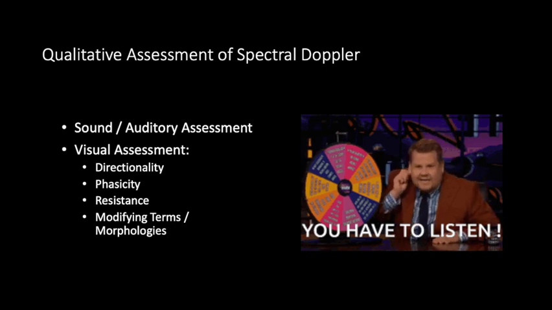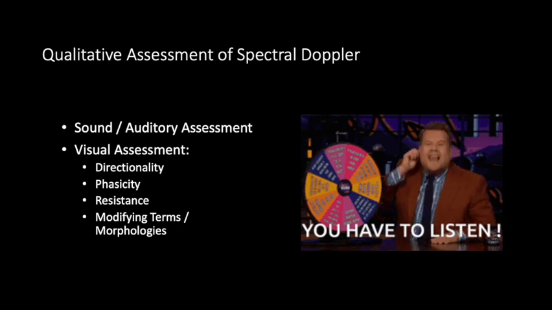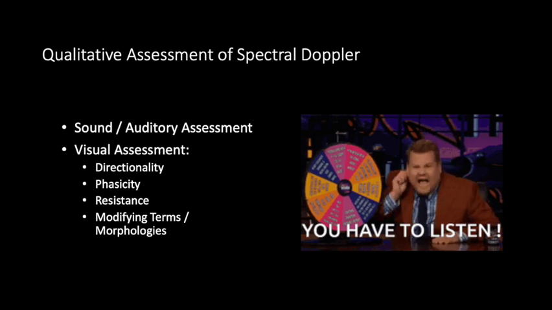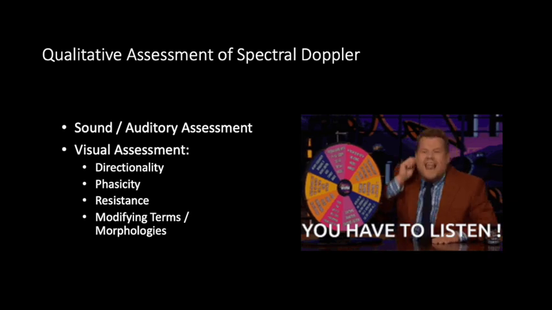Qualitative assessment of spectral Doppler can consist of auditory and/or visual assessment. For many providers, a handheld Doppler is used to measure fetal heart tones or listen to blood flow in peripheral arteries. By estimating the fetal heart rate or by assessing the patterns of sounds on a handheld Doppler, we can figure out if there's normal or abnormal processes going on in the patient under our care.